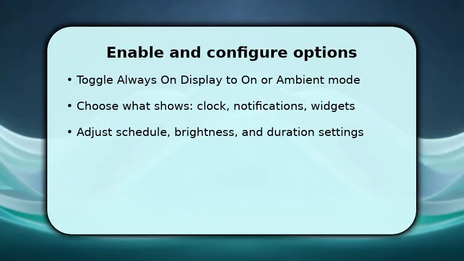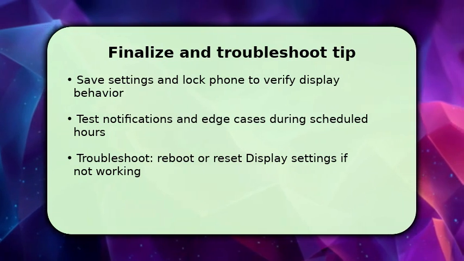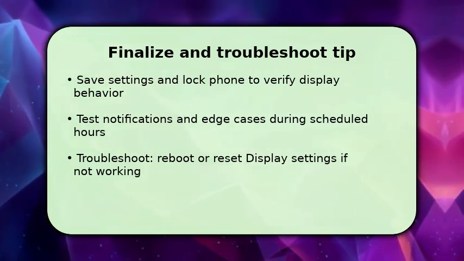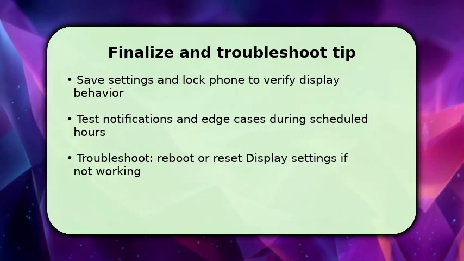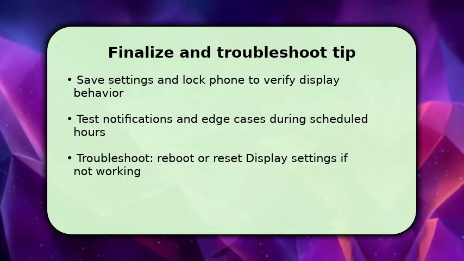Finally, save your changes and lock the phone to confirm the always-on screen behaves as expected. Visually check the clock and any notifications. Test during the hours you set so you can confirm scheduling and battery impact, and tweak visibility or content if it's too bright or cluttered.